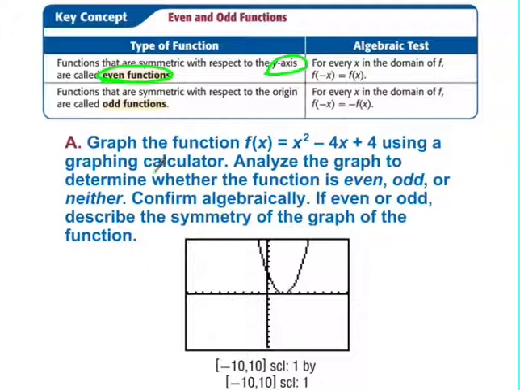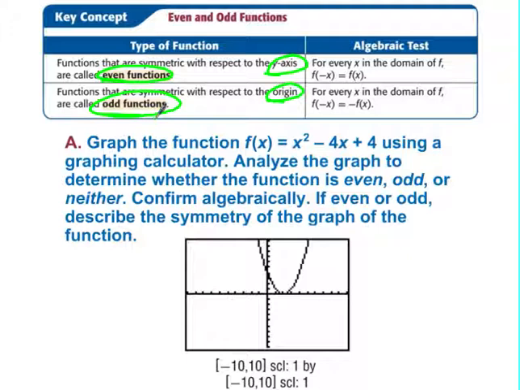What on this next one, what would I write down? Origin symmetry equals odd function. Okay, origin symmetry equals odd function. So basically, an even function is just one that has y-axis symmetry. An odd function has origin symmetry. Has x-axis symmetry, it's not even or odd.